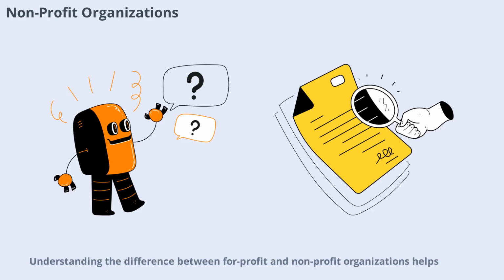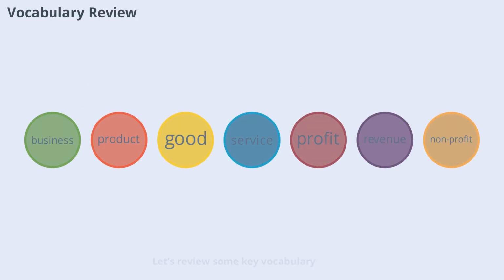Understanding the difference between for-profit and nonprofit organizations helps you see the diverse roles businesses play in society. Let's review some key vocabulary. A business is any entity providing goods or services. A product can be either a good (tangible) or a service (intangible).